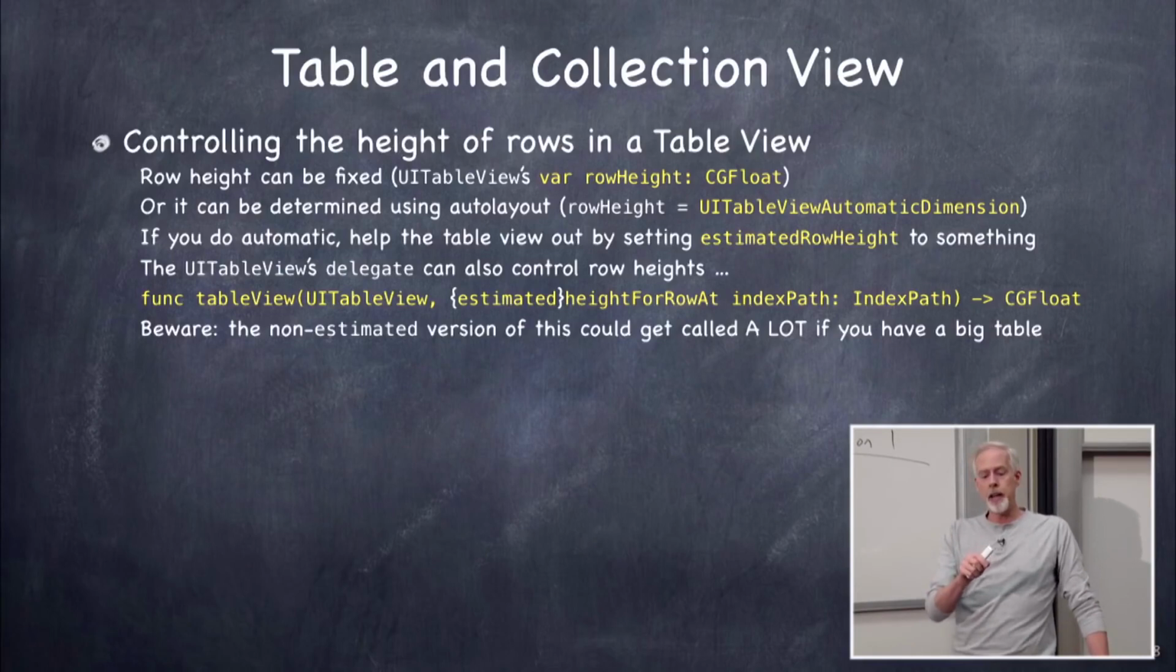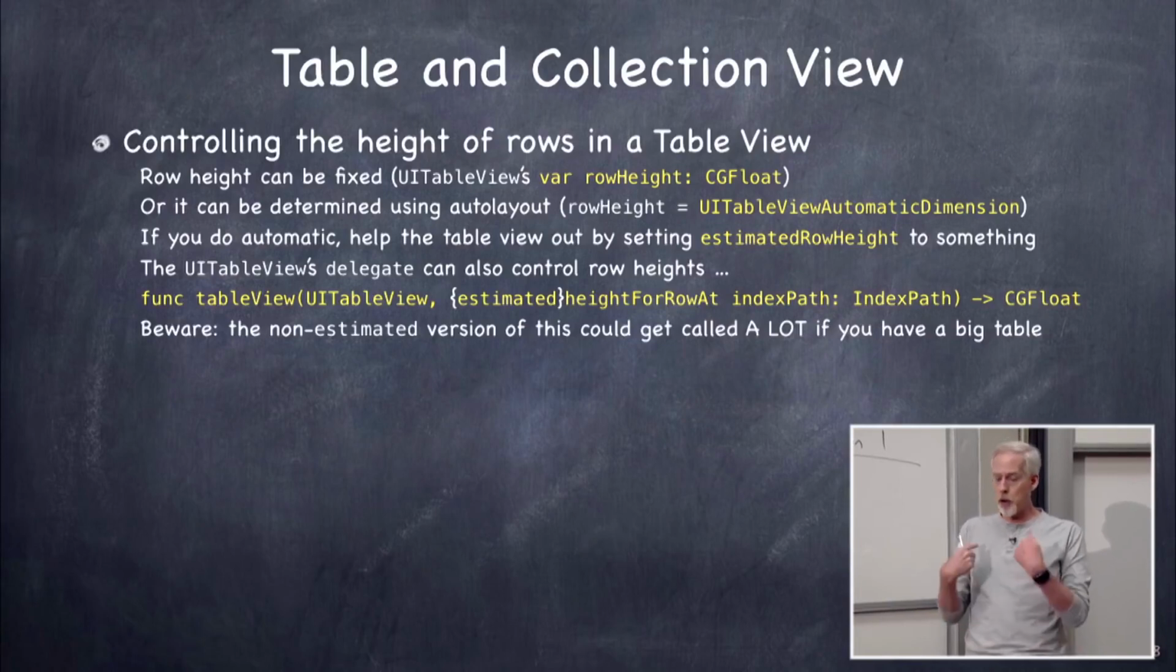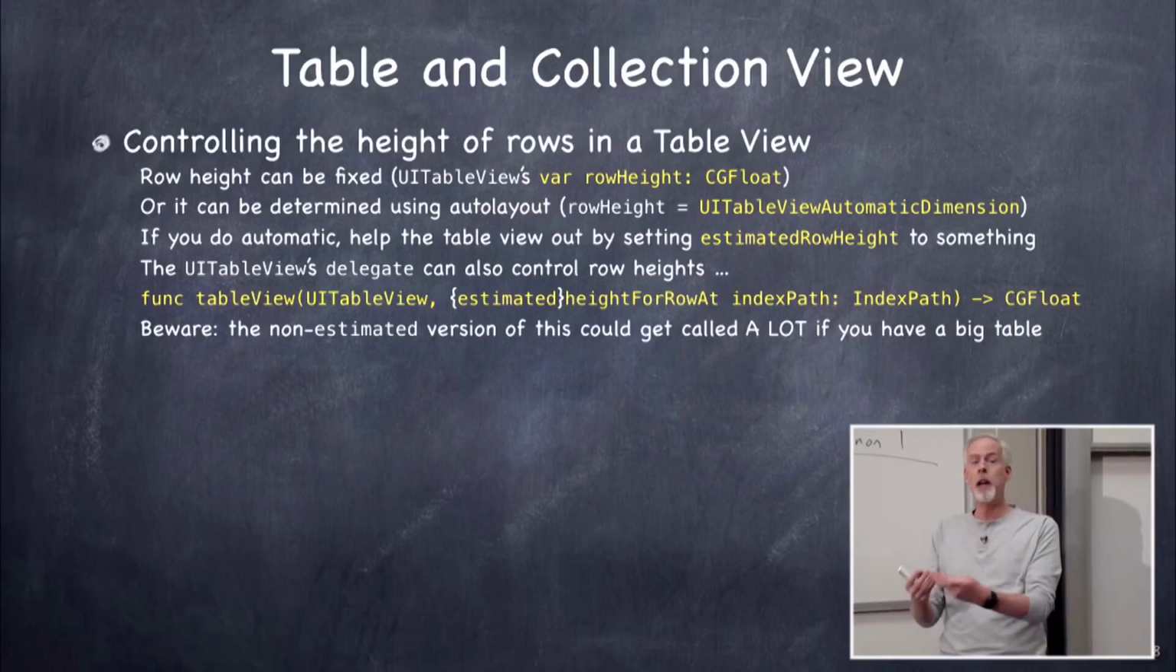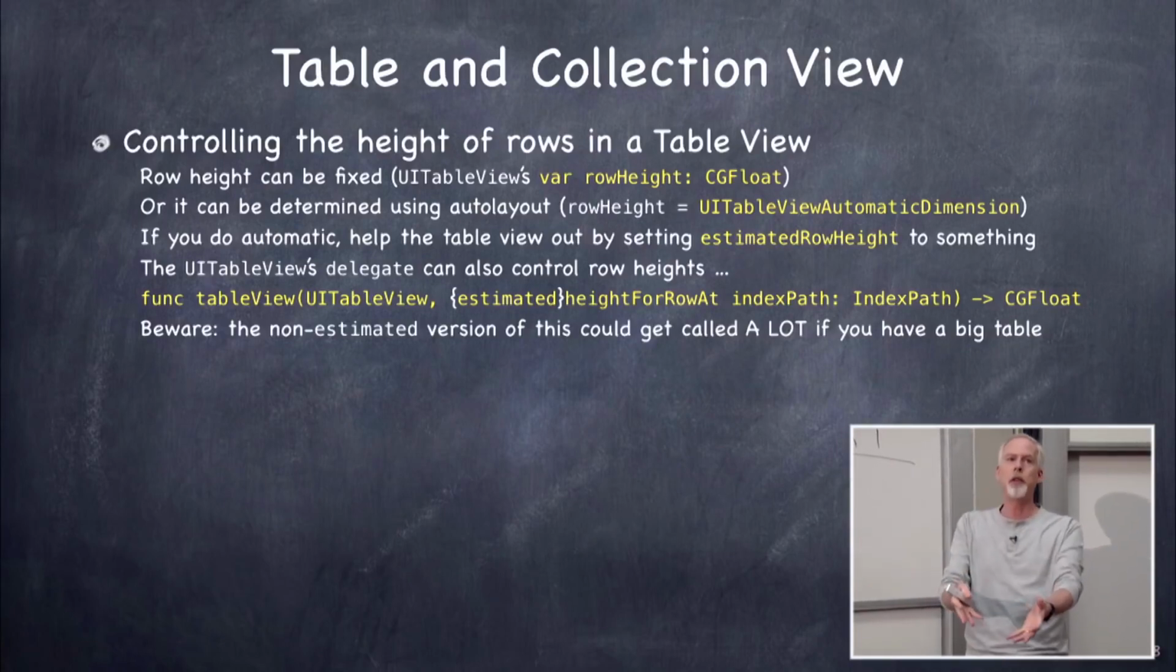Another way you can set the height is by implementing this method, tableView heightForRowAt indexPath. And then just return the height for the row at that index path. Now, if you can much more efficiently calculate the height without doing all the auto layout stuff, then this is a great one for you to do.